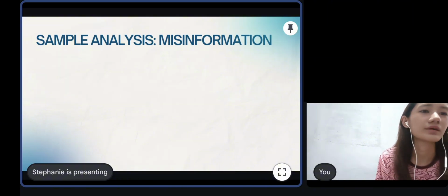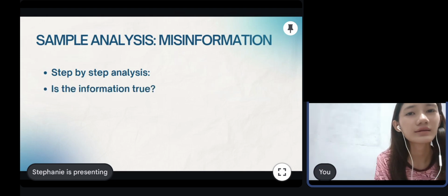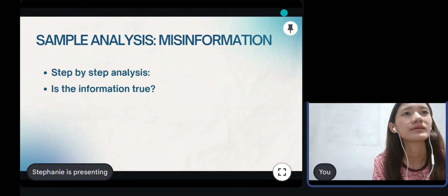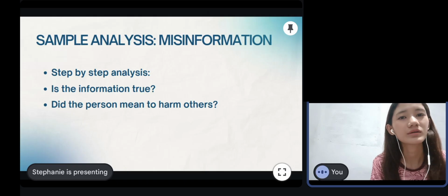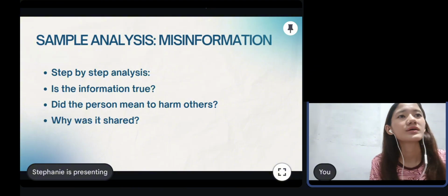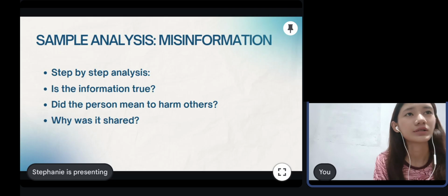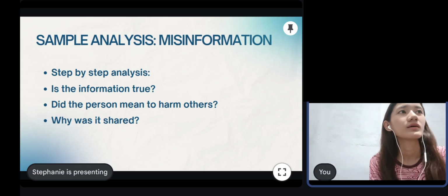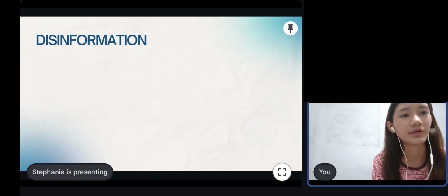Sample analysis of this, step by step. First, is the information true? It is not, as we have seen. Did the person mean to harm others? No. Why was it shared? Because people were scared and confused. That is why it was shared. Therefore, this is misinformation.